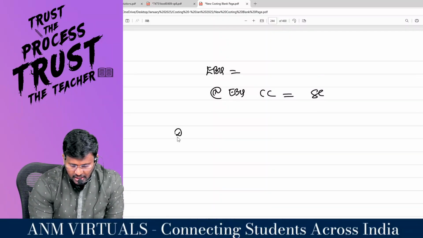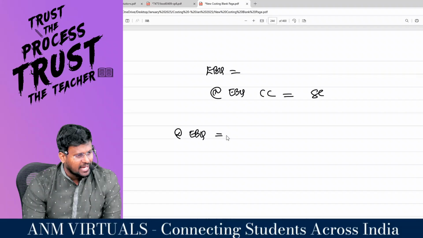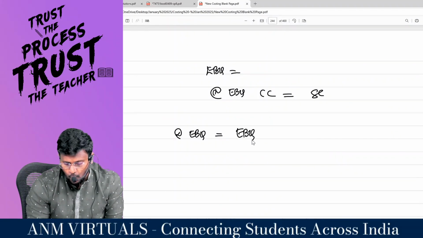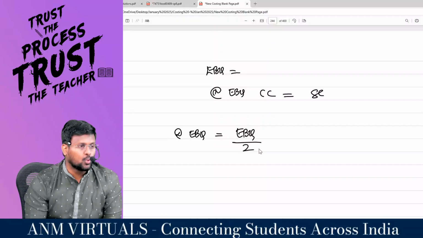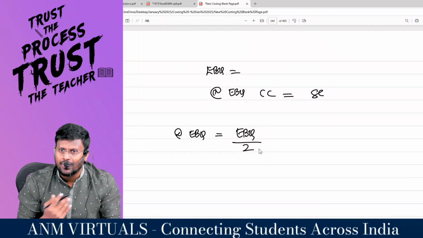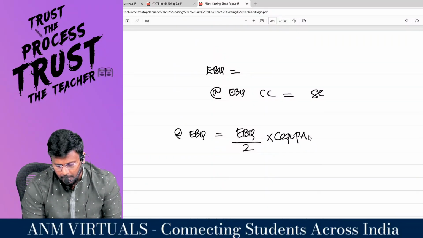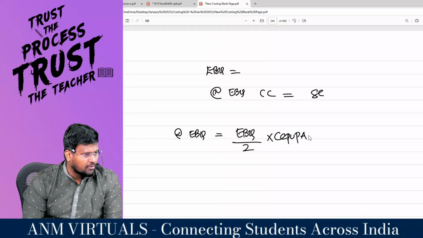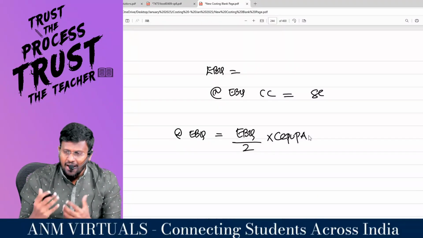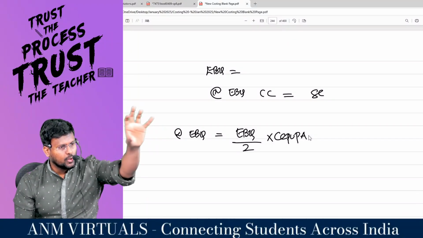So if you see at EBQ, my carrying cost, what will I carry? I will carry EBQ, economic batch quantity, divided by 2. Half of EBQ only I will carry, into carrying cost per unit per annum. This is what I will carry, my dear lovable students. Getting it? Basically, average inventory I will carry. Average of EBQ I will carry. That's why EBQ divided by 2.